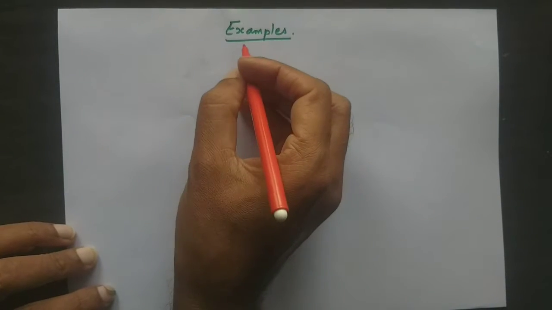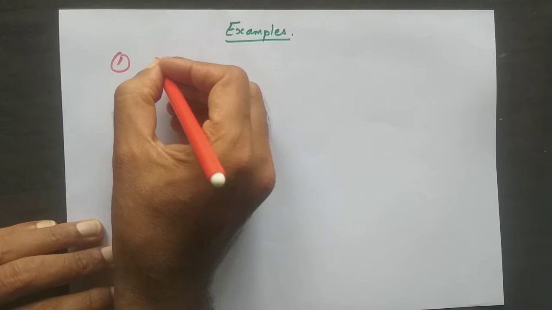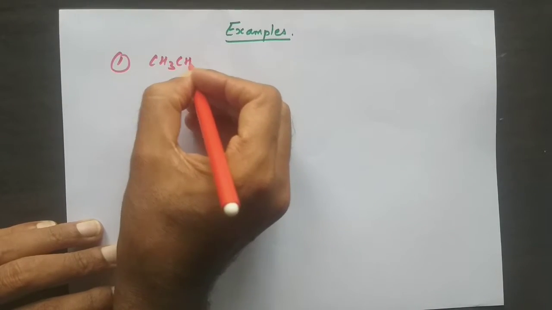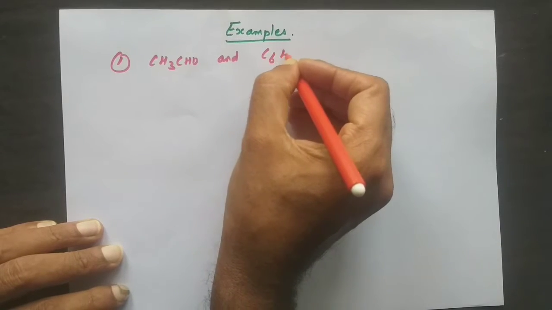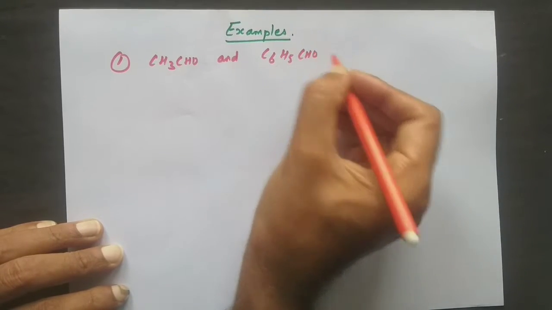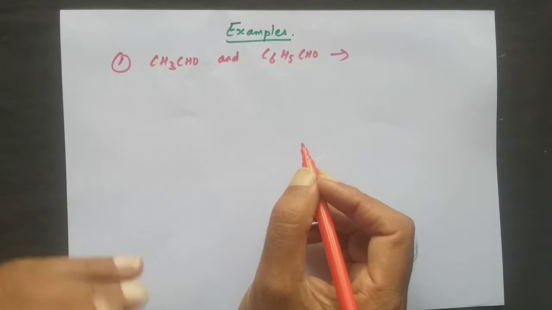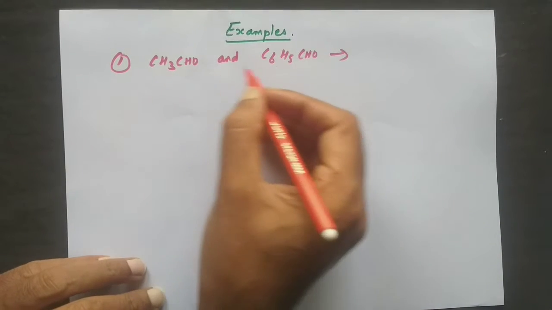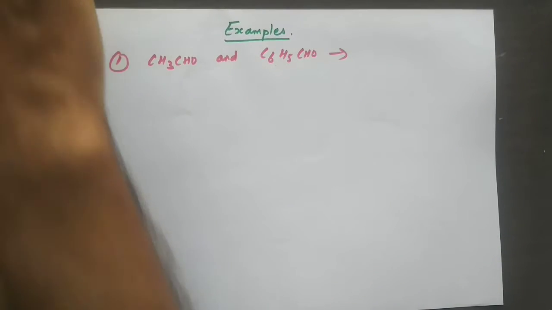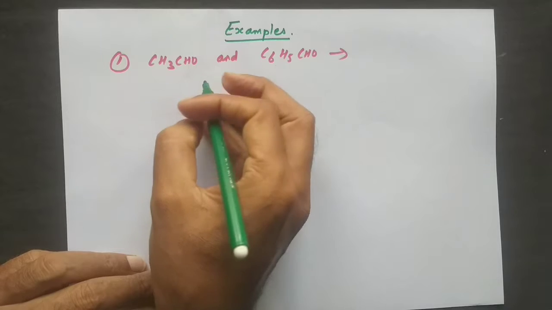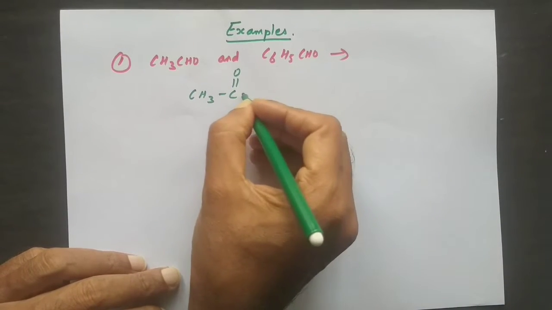So let us see some examples now. First let us take acetaldehyde, CH3CHO, and benzaldehyde. So the question may be like, give a chemical test which is used to distinguish between the acetaldehyde and the benzaldehyde. So what you can do is, you know the structure of acetaldehyde, CH3, C double bond O and the H.